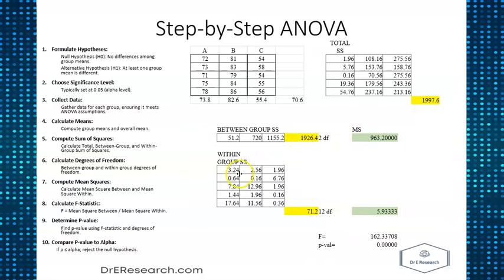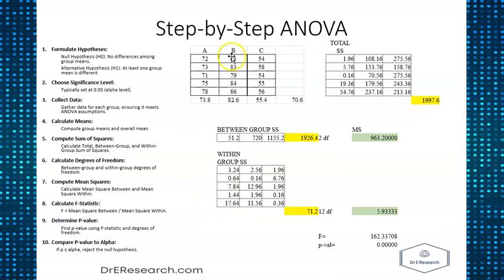Okay, so now let's do the within group. The within group is really just a matter of taking each observation, so the 72, and subtracting its own group mean. Okay, so 73.8, its own group mean. So 72 minus 73.8, I get that 1.8, square it, and I get 3.24. And I do that for each of these values all the way down here. So the 78 minus 73.8 squared is 17.64.